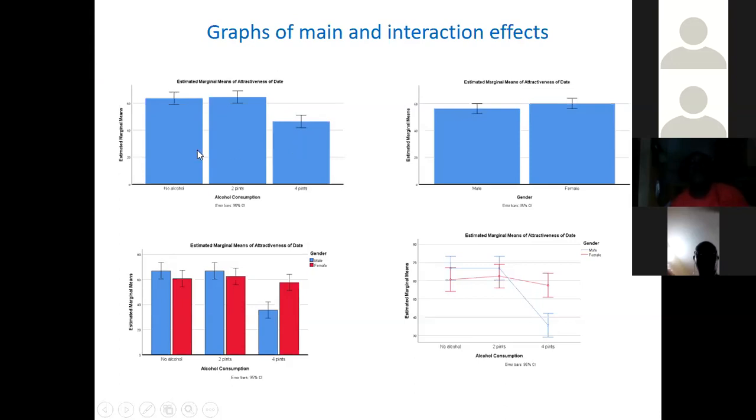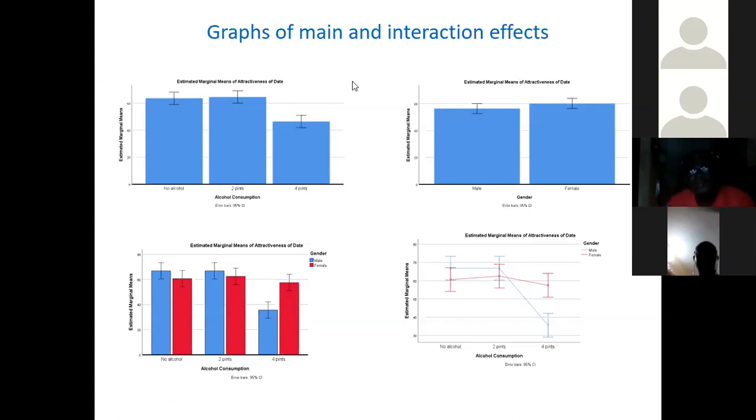So if you ask where the difference lies, it is between no alcohol and 4 pints, and between 2 pints and 4 pints. Even before you do post hoc or contrast, you can see that this is where the effect lies, because there's no difference between no pint and 2 pints. But the 4 pints is significantly different from the other two. And if you look at the main effect of gender, the second graph here, you see this.